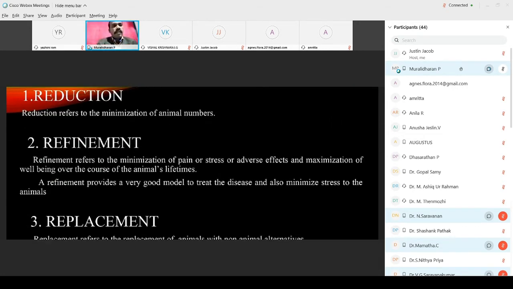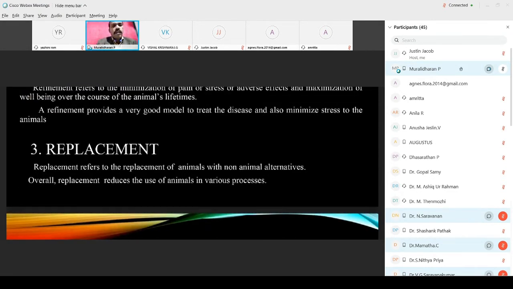And here the reduction refers to the minimization of animal numbers, and refinement refers to the minimization of pain or stress or adverse effects and maximization of well-being over the course of the animal's lifetime. And refinement provides a very good model to treat the disease and also minimize stress to the animals. And replacement refers to the replacement of animals in various processes.